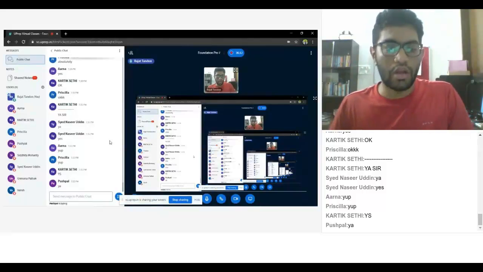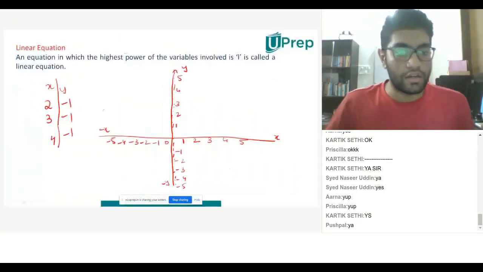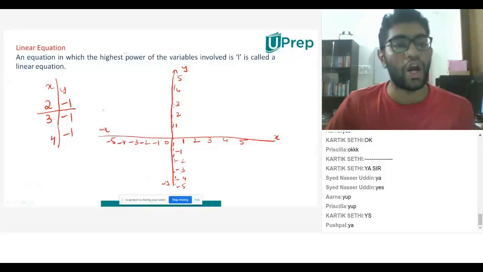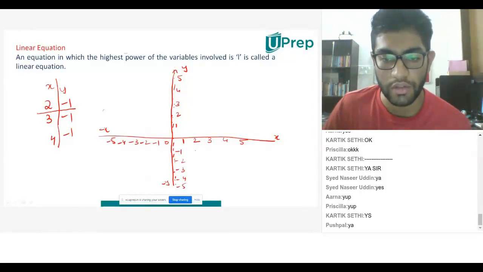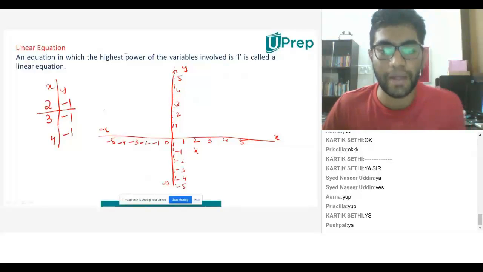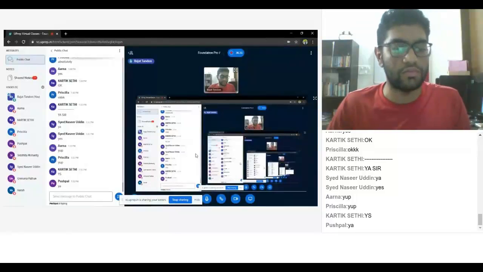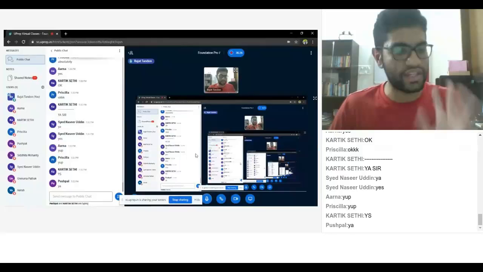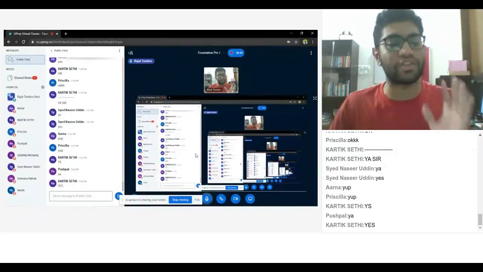Now, how do I plot it? I need some points. Here, look, I said x is 2 and y is -1. How do I draw that? X is 2 and y is -1. This is a point. Am I right? It makes sense: 2 on the x-axis and -1 on the y-axis. Is that clear for you guys? Let's go step by step. Let's understand the basics very clearly.